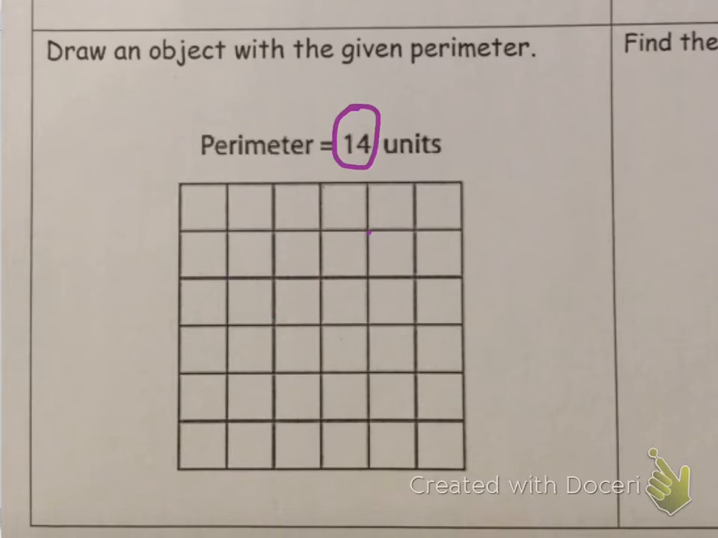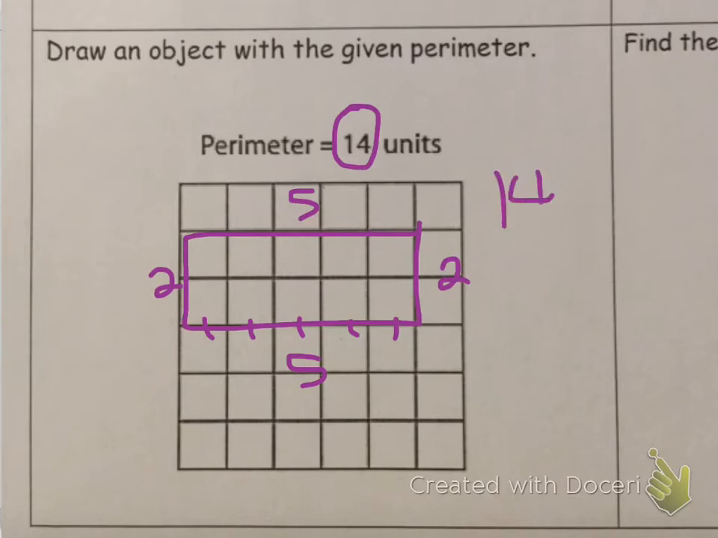So let's randomly draw another one and give it a try and see what we have. The perimeter here would be 1, 2, 3, 4, 5 on this side, 5 on this side. 2 is the length on that side, and 2 is the length on that side. So when I count my perimeter here, 5 plus 5 is 10, 2 plus 2 is 4, 10 plus 4 is 14. So my perimeter here is 14, so that shape will actually work.